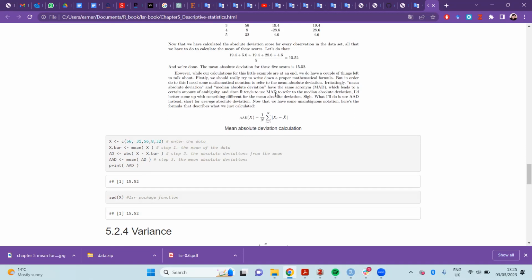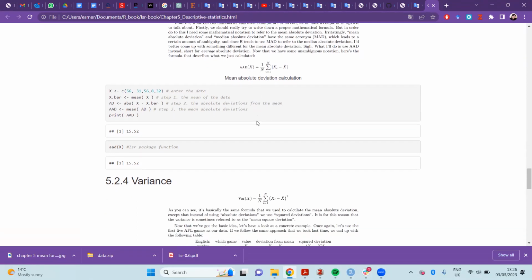Something the author raises is that R tends to use MAD to refer to the mean or the median absolute deviation. That's why in this package they use the notation AAD, or average absolute deviation, for the mean absolute deviation, keeping MAD for median absolute deviation.